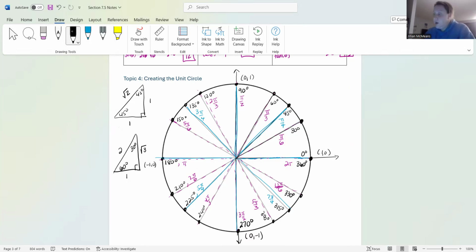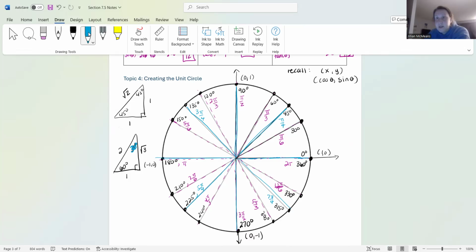Okay, so recall the x, y ordered pairs are really cosine theta, comma, sine theta. We found that out in a previous video. So if we were at pi over 6, that's 30 degrees, okay? So 30 degrees being right here.